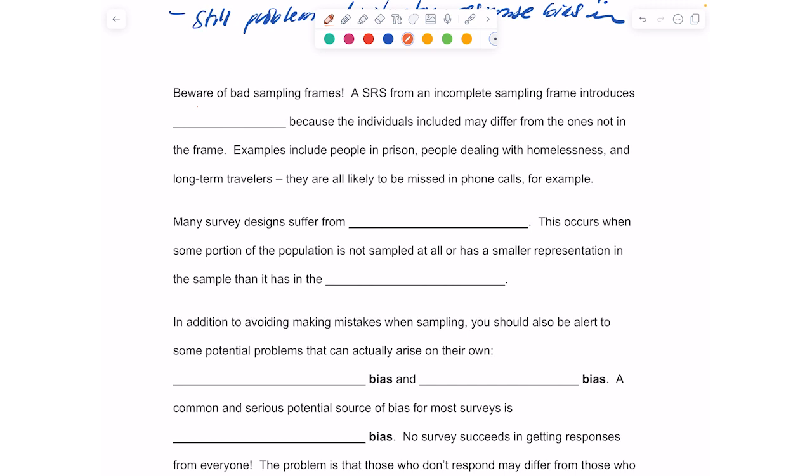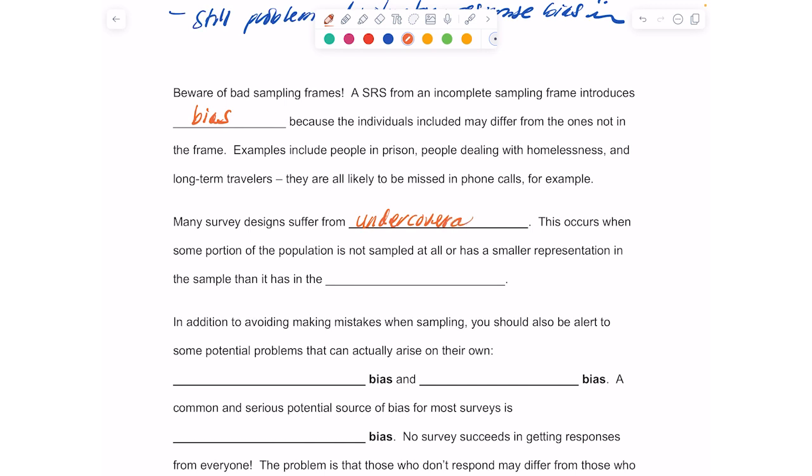A simple random sample from an incomplete sampling frame introduces, of course, bias because the individuals included may differ from the ones not in the frame. Examples include people in prison, people dealing with homelessness, and long-term travelers, right? They're more difficult to track down and they're likely to be missed in phone calls, for example. Many survey designs suffer from what's called undercoverage.